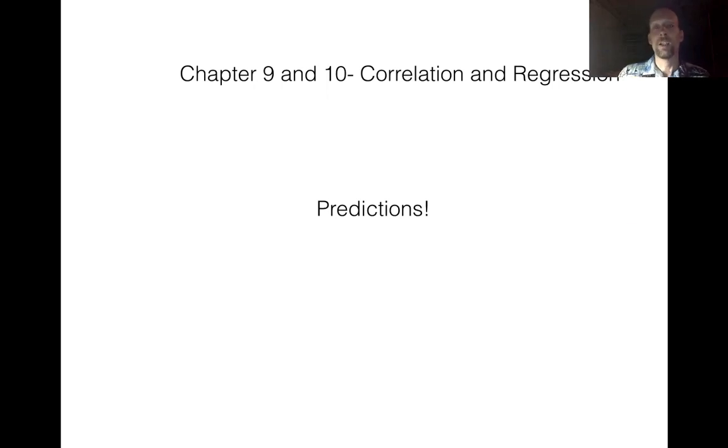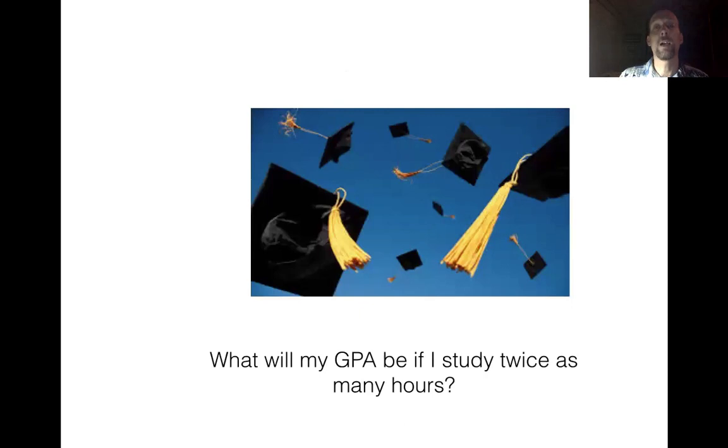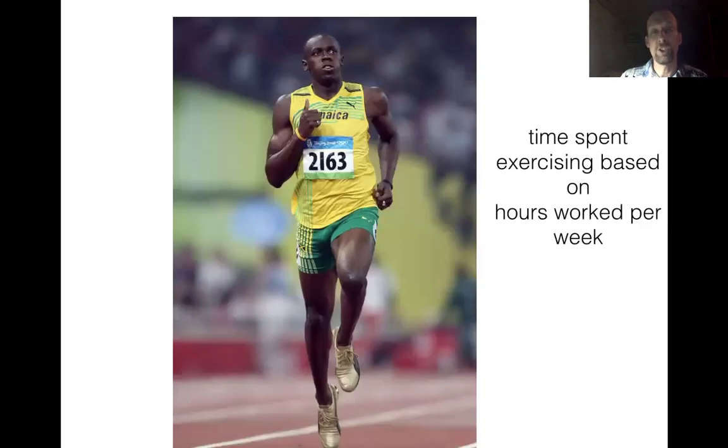If you're trying to figure out something like what my savings account will be next year, I might be able to base that on what I expect my income to be. If I was trying to figure out my GPA in a few semesters so I could graduate with honors, I might be able to base that on how many hours a week I'll have to study. Maybe I'm the manager of a gym and I need to make sure I have enough equipment available for people to use when they're working out. I might be able to base the number of hours they're going to spend exercising on how many hours people work each week.